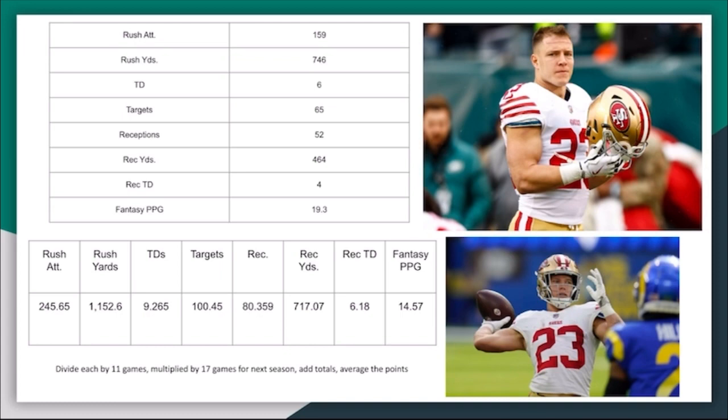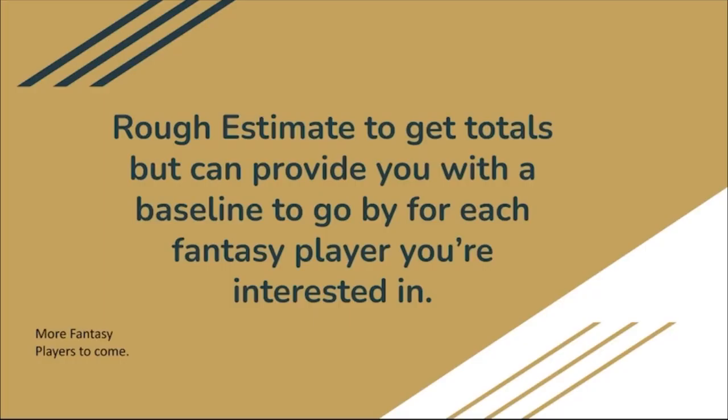And if you do this for every player in that range, it's going to come out kind of even. But you do the same thing. That's why I added it down at the bottom. You divide each by 11 games, multiply by the total number of games, which is 17, add the totals, and average the points. So it's basically just a rough estimate to get totals, but it can provide you with a baseline for the players you're interested in.